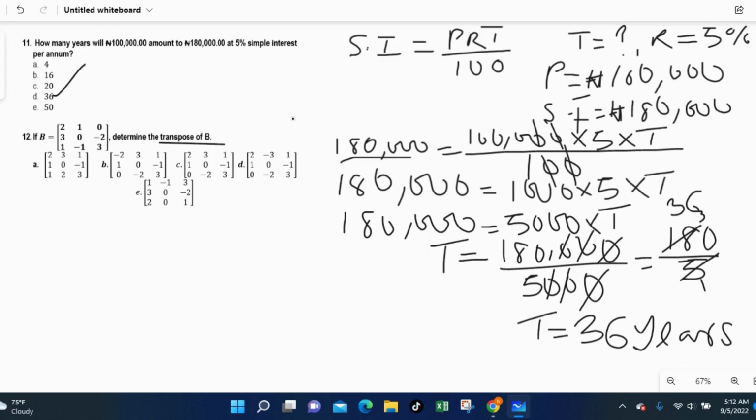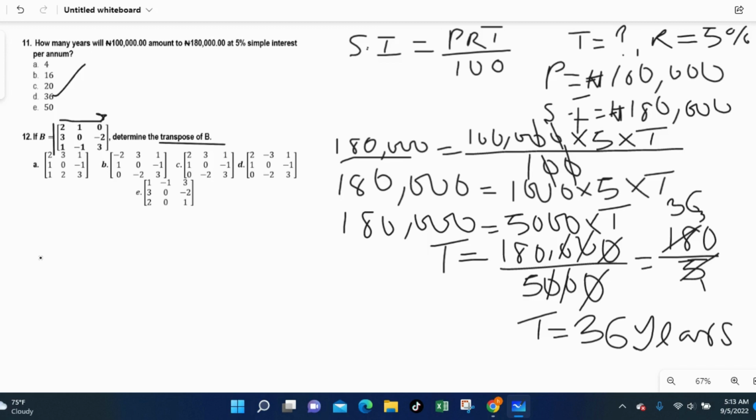Now, the transpose of a matrix is obtained by interchanging the row and the column. This is the row. You interchange the row with the column. We are going to see how to work out that. Now, when we interchange them, we are simply going to get the transpose matrix.